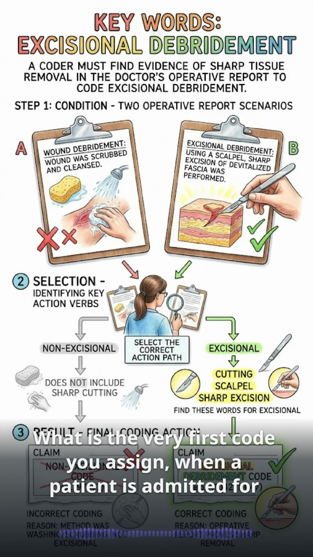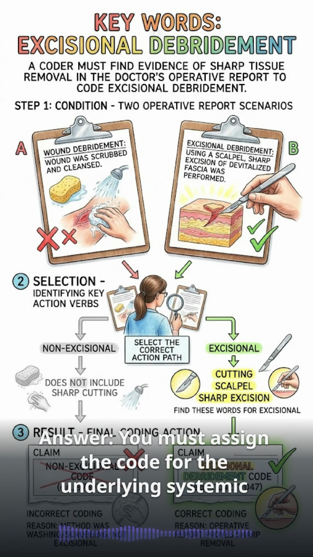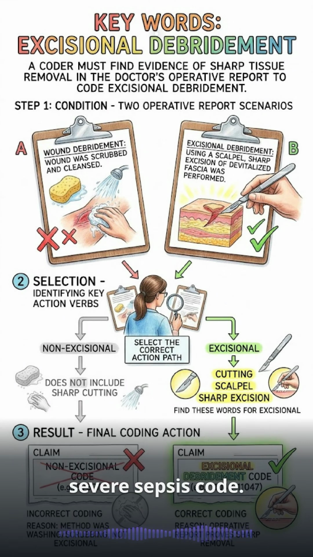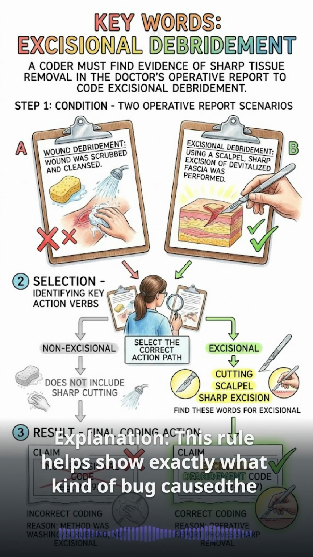20. What is the very first code you assign when a patient is admitted for severe sepsis? You must assign the code for the underlying systemic infection first, before the severe sepsis code. This rule helps show exactly what kind of bug caused the whole body to become sick.